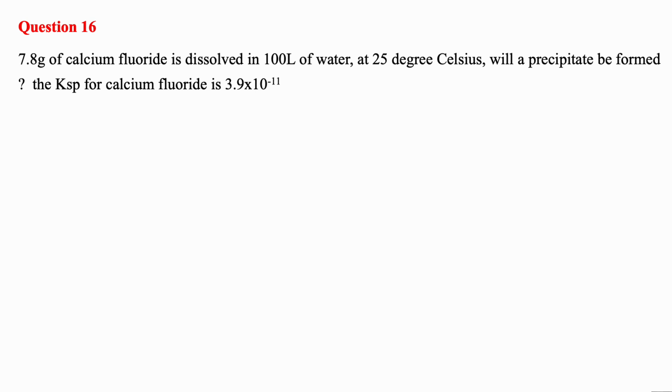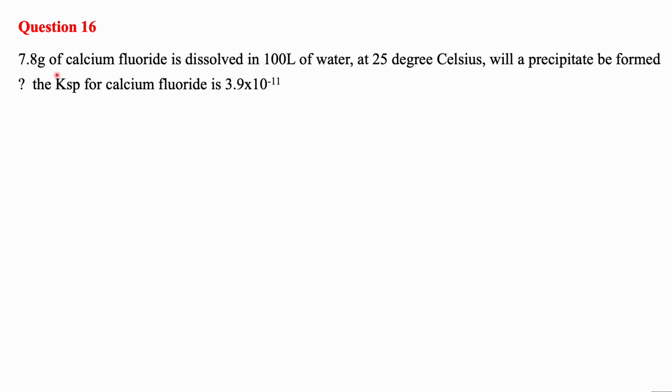We determine the number of moles of calcium fluoride. Then after getting the number of moles, we determine the concentration. After determining the concentration, you determine the concentration of calcium and the concentration of fluoride. Then you multiply them to get the ionic product, and then you compare it with Ksp to determine whether a precipitate is going to be formed.